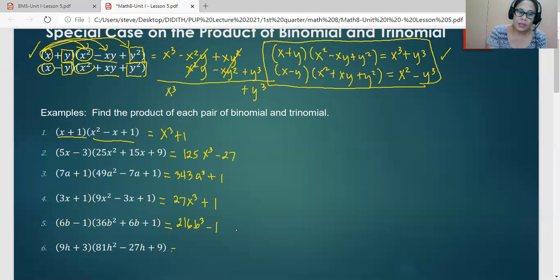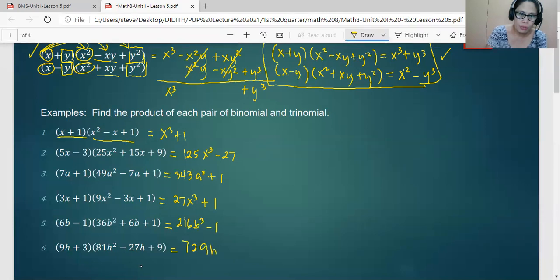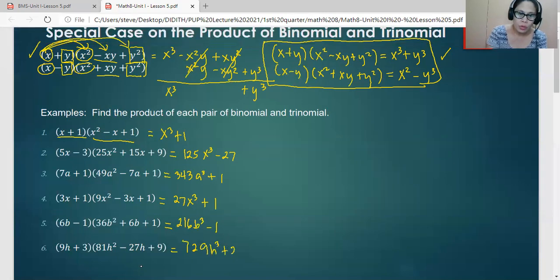So for number 6, we have the square of 9h is 81h squared. The square of 3 is 9. While the product of 9h and 3 times negative 1 is negative 27h. So we can apply also the formula. So we will just get the cube of 9h, that is 9h times 9h times 9h. So we get 729h cubed plus the cube of 3, 27. There.